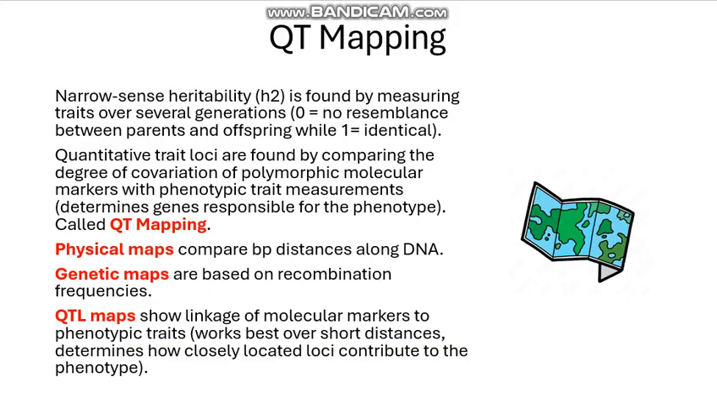Physical maps compare base pair distances along DNA. Genetic maps are based on recombination frequencies, while QTL maps, quantitative trait linkage maps, show linkage of molecular markers to phenotypic traits, and they work best over short distances, and they determine how closely loci contribute to the phenotype.